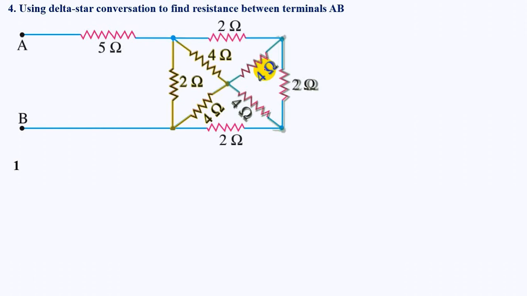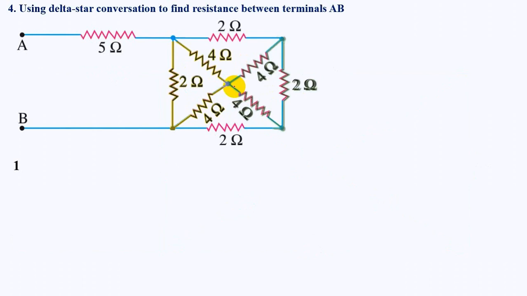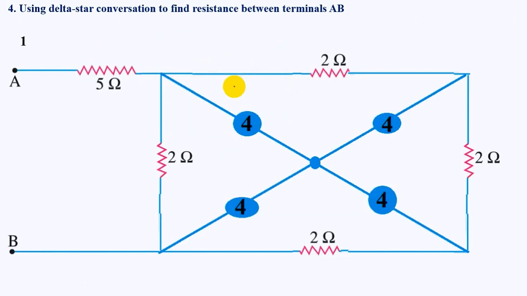Why? Because these three elements are totally isolated from these three. Although their values might be the same, these three elements are independent with respect to these three. So simultaneously you can apply delta to star on these two sides. Let's take a bigger circuit to visualize, so it is easy for me to explain and easy for you to understand. Hope both the circuits are the same.